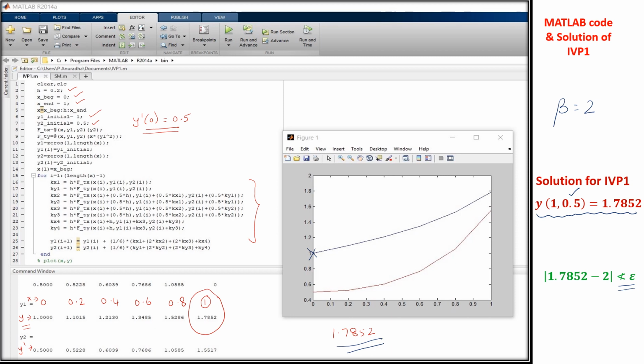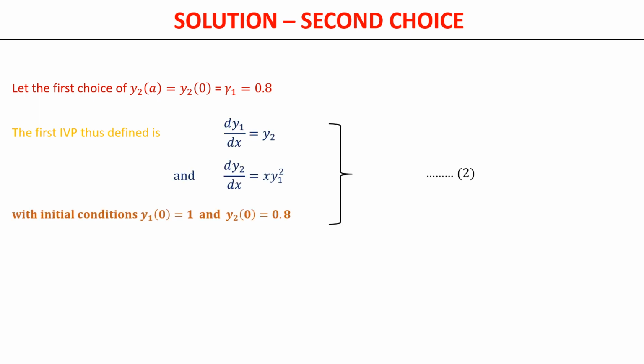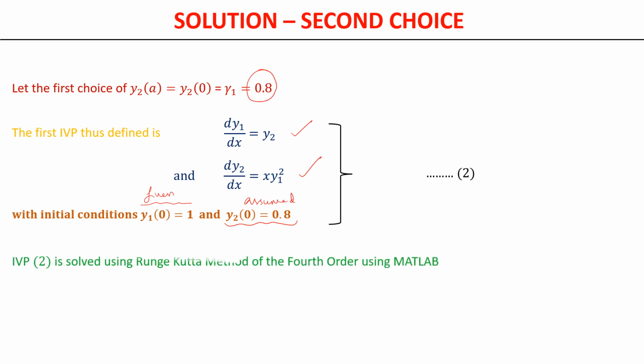Again, it is guesswork, as I said, but the procedure is exactly the same. As the first choice did not give us a value closer to the number 2, we shall choose another value for the slope, which here I have taken to be 0.8. Now, what is the IVP? Equation 1, equation 2, y1 of 0, which is given to us, and we have assumed now the slope at 0, which is 0.8. Let us again proceed by using the RK method. Let me show you the code and the solution that we get.